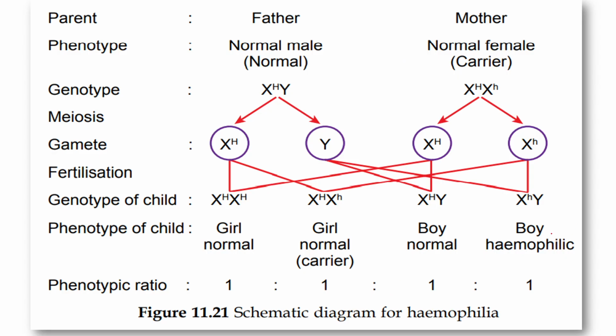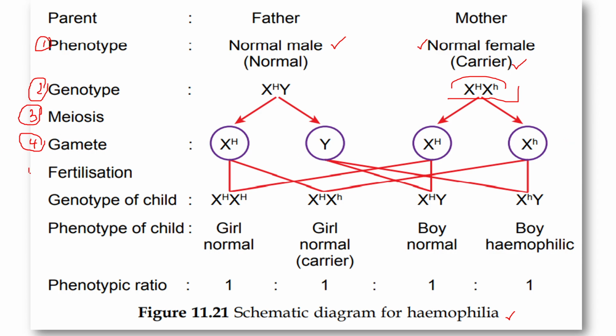So this is the schematic diagram for hemophilia. First, write down the parents' phenotype, followed by the genotype. So this father is a normal male and the mother a normal female, but she is a carrier because of the heterozygous condition over here. Next, the process of meiosis results in formation of gametes. So these are the probability of gametes.